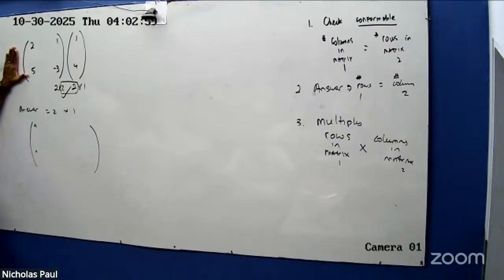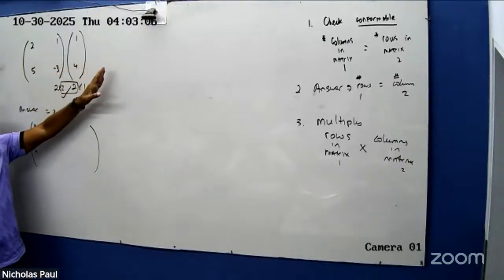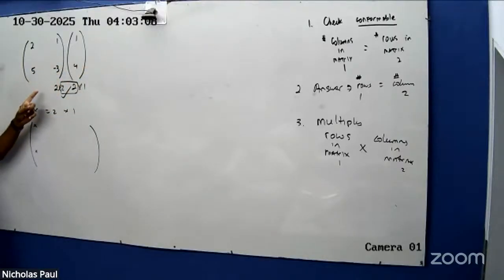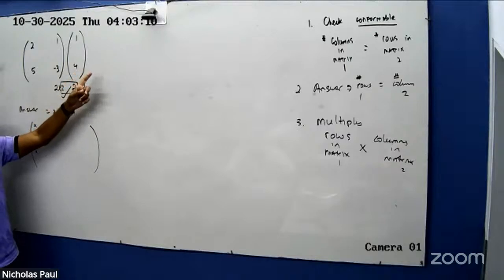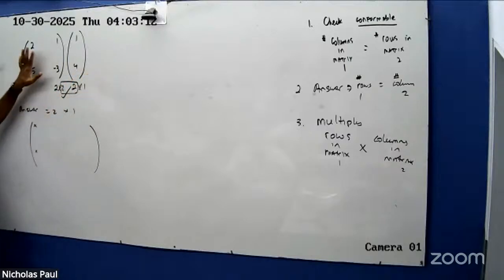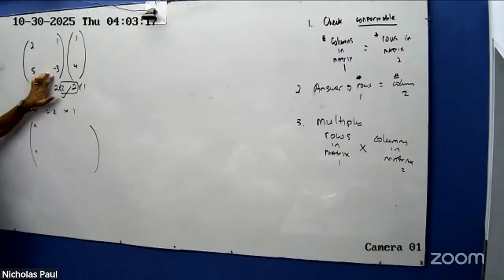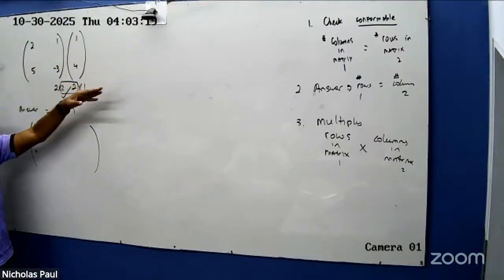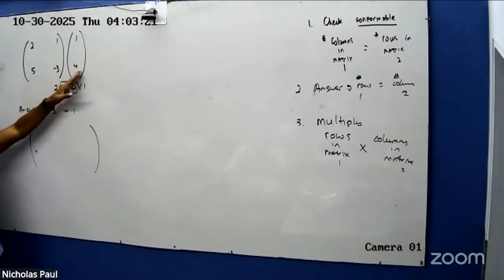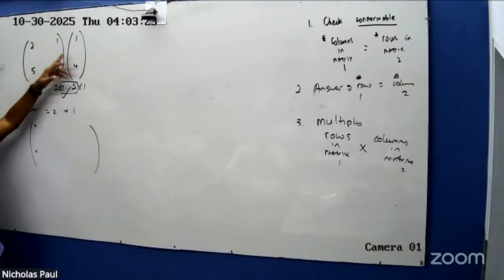So here's what I want you to remember. We're always multiplying rows in the first matrix by columns in the second. How many rows do we have here? How many columns do we have here? One. So you're multiplying this row by all the columns that we see here. And because we only have one column, this by this, and we're done.